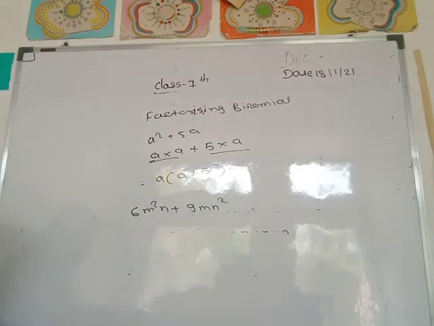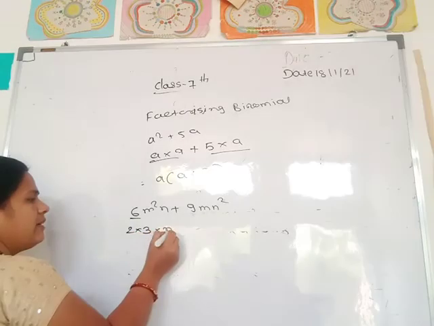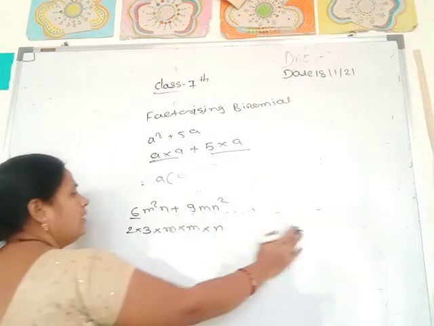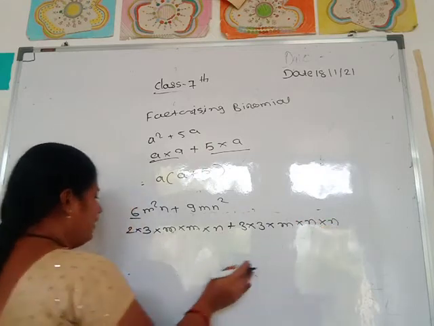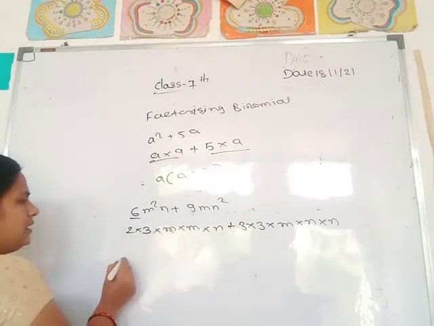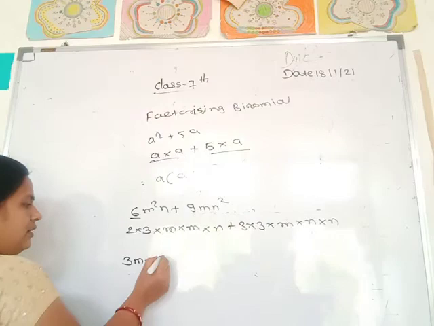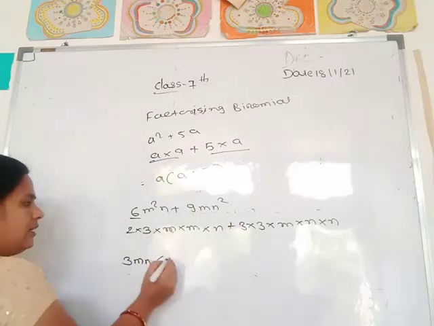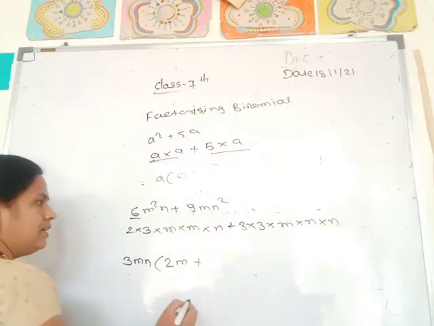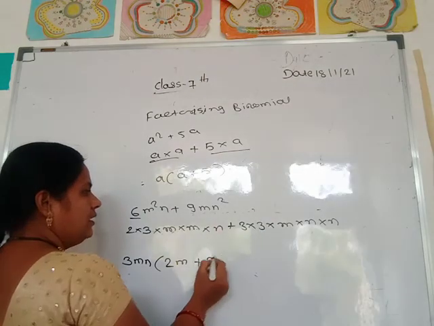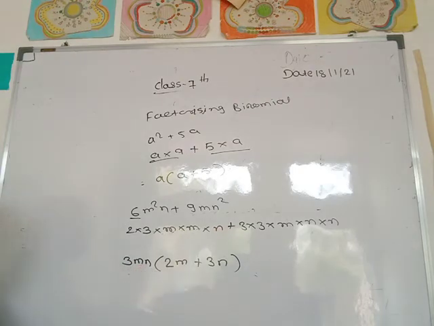6 is 2 into 3, m square means m into m, then n. Then plus 9 means 3 into 3, into n into n. Then common factors: first you write 3, m, n. Then 3mn is common, and remaining is 2m, plus 3n. So the answer is 3mn in bracket 2m plus 3n.